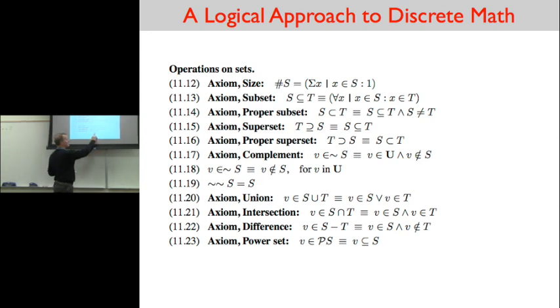Because in order for V to be a subset of S, V must be a set. What must the type of V be? It must be a set. Yes. But that means that P of S must be a what? What must its type be?